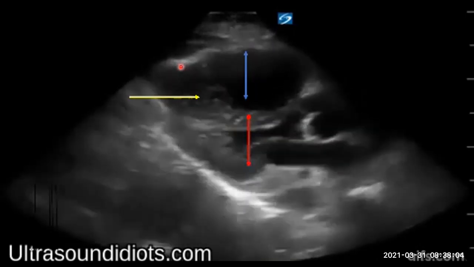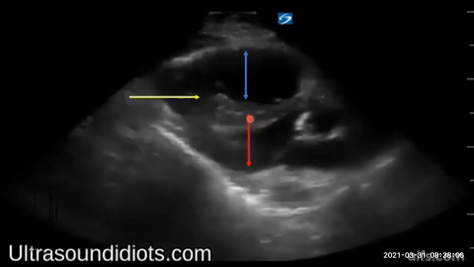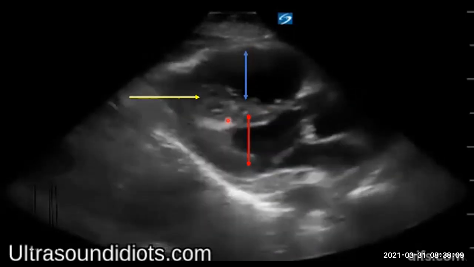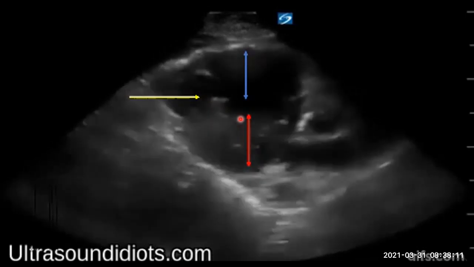Right. Okay. Now, the other thing we can look at is the septum. So what's happening to the septum? Can you notice? Which way is it moving?